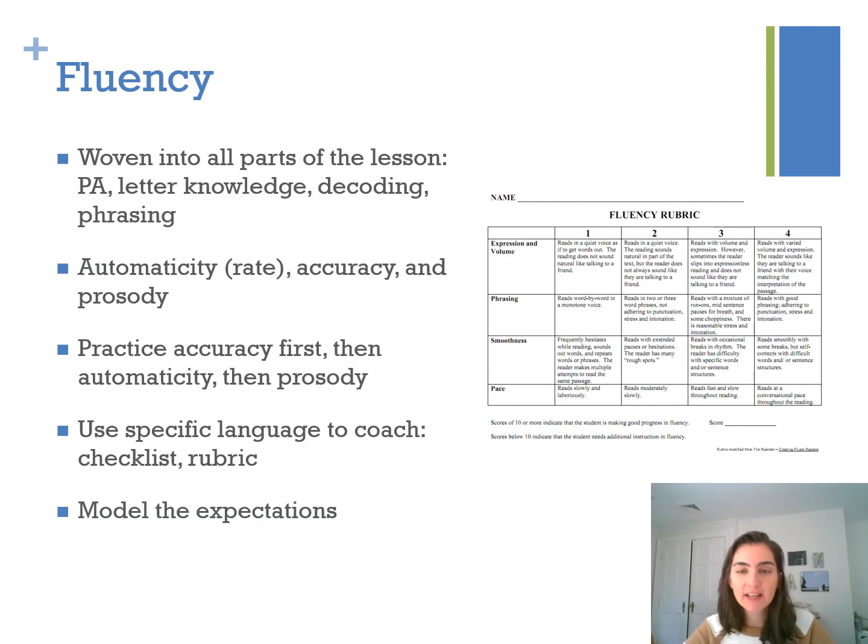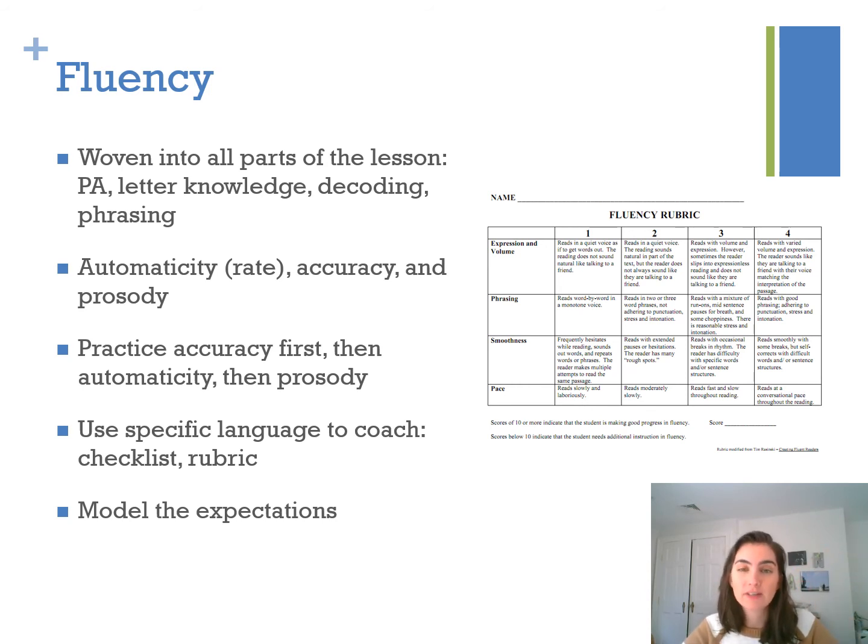So now we're moving into fluency. We've talked a little bit about what remediating phonemic awareness looks like, what remediating phonics looks like, remediating fluency. What does that look like? Well, technically it's woven into all parts of the lesson, because if we're thinking about being automatic and accurate, we want that at the phonological level, at the letter knowledge level, decoding, phrasing, so all of it.